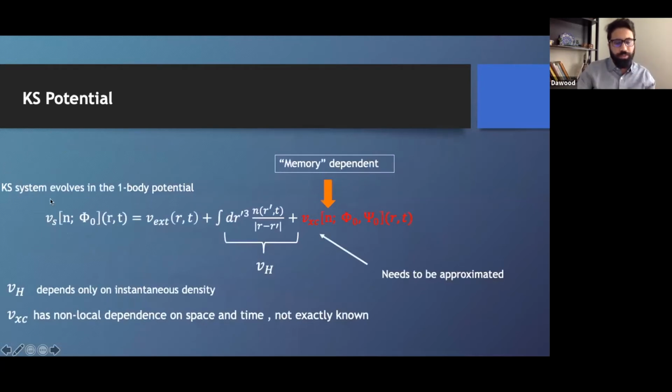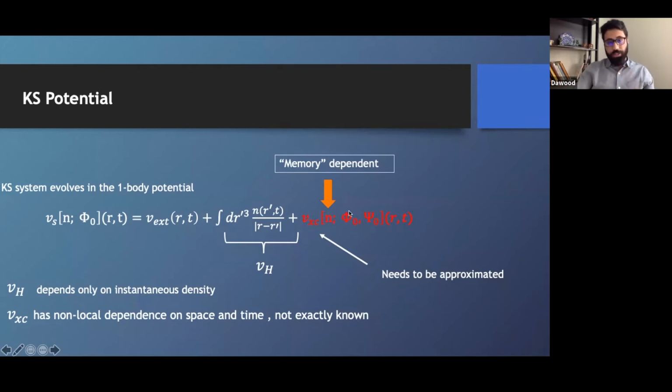By Kohn-Sham potential, I mean this one-body potential in which this Kohn-Sham system evolves, and as you can see, it consists of three terms. One of the terms is the external potential, which would be the field of the nuclei or the external potential you might want to apply. Then there is the Hartree potential, which comes from the interaction of the electrons with one another. And finally, we have the XC potential, which will be the main focus of the rest of this talk.